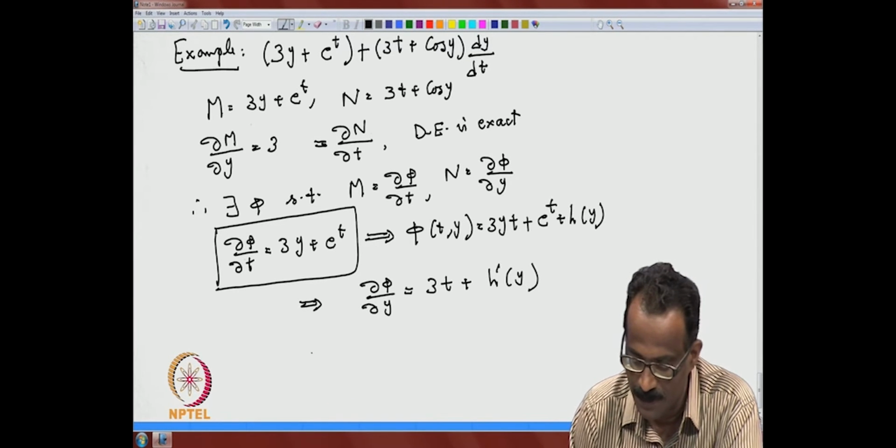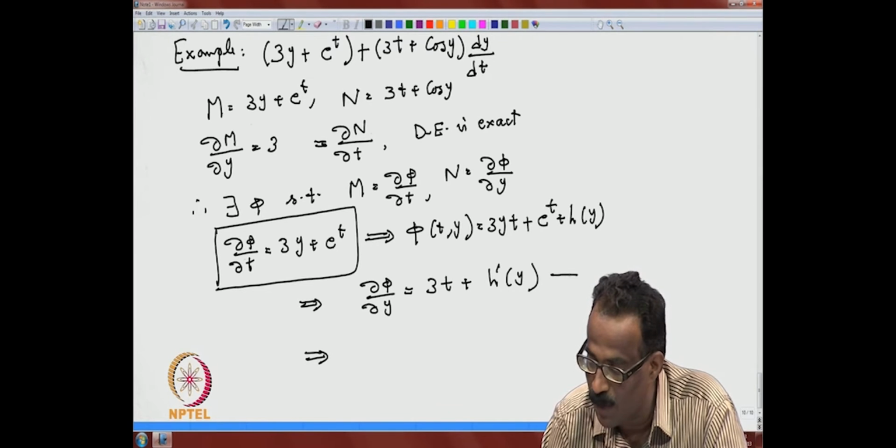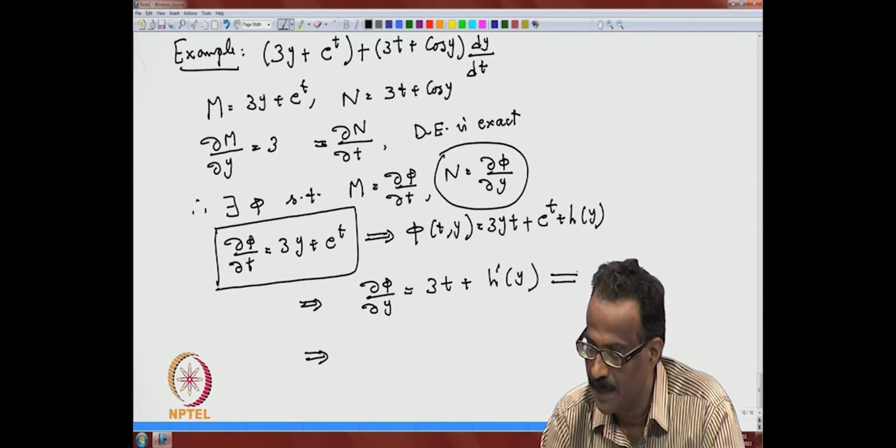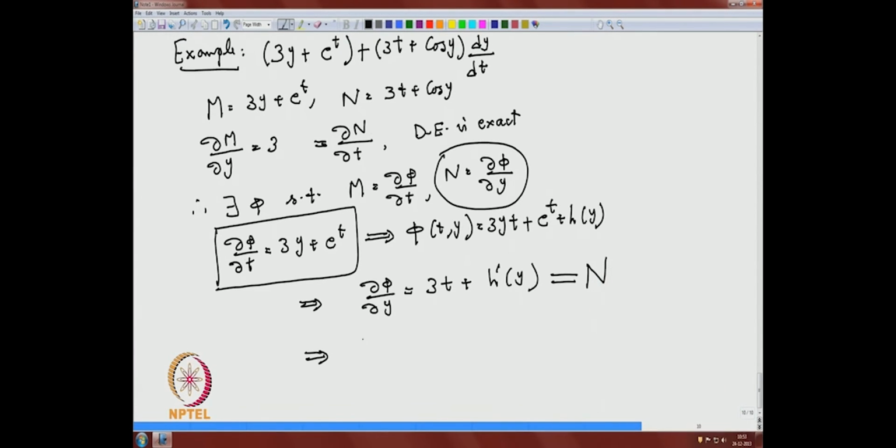You want d phi by dy to be n. So you will have h prime of y equal to n, which is given to you already here, and the 3t will get cancelled. So it is nothing but sin y. That will imply h of y is of the form cos y. You can just integrate, minus cos y.